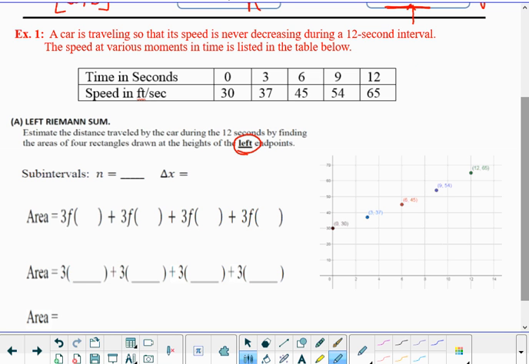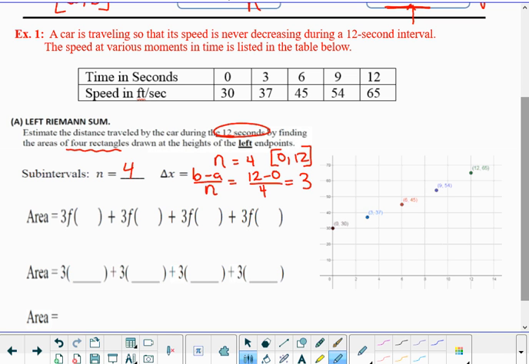So our subintervals, well, 4 rectangles. So my n value is 4. I want to make 4. And we had a 12-second interval. We were on this interval from 0 to 12. And so in order to calculate delta x, I'm going to do b minus a divided by n, which in this case is going to be 12 minus 0 over 4. That's going to give me the width. That's going to give me a width of 3.